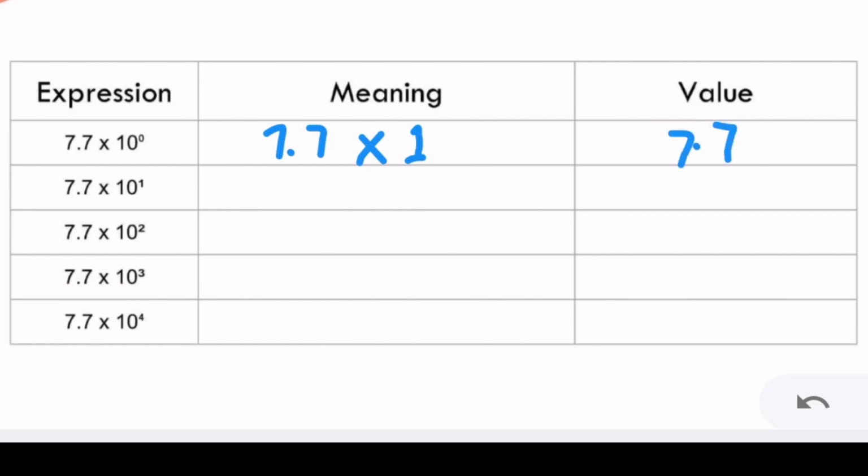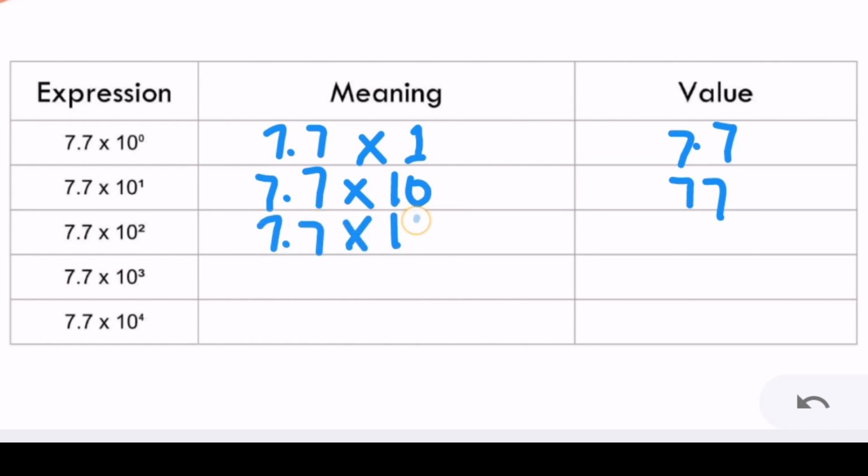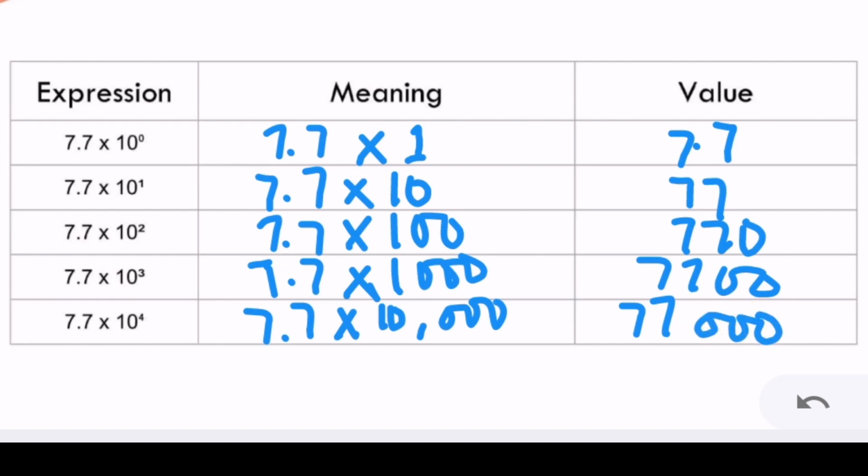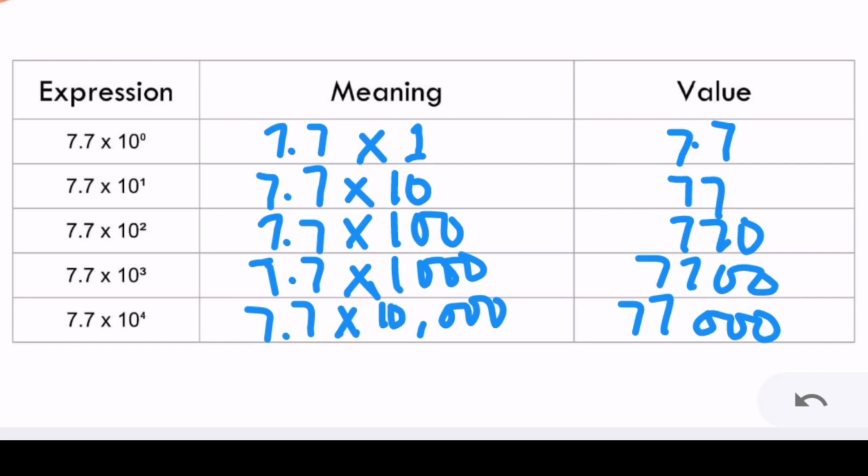And it will give us 7.7. While 7.7 times 10 raised to 1 is the same as 7.7 times 10, and 7.7 times 10 is equal to 77. For 7.7 times 10 raised to 2, it is the same as 7.7 times 100, and that will give us 770. And for 7.7 times 10 raised to 3, that is the same as 7.7 times 1000, or simply 7,700. And the last one would be 7.7 times 10 raised to 4, or 7.7 times 10,000, which will give us 77,000.